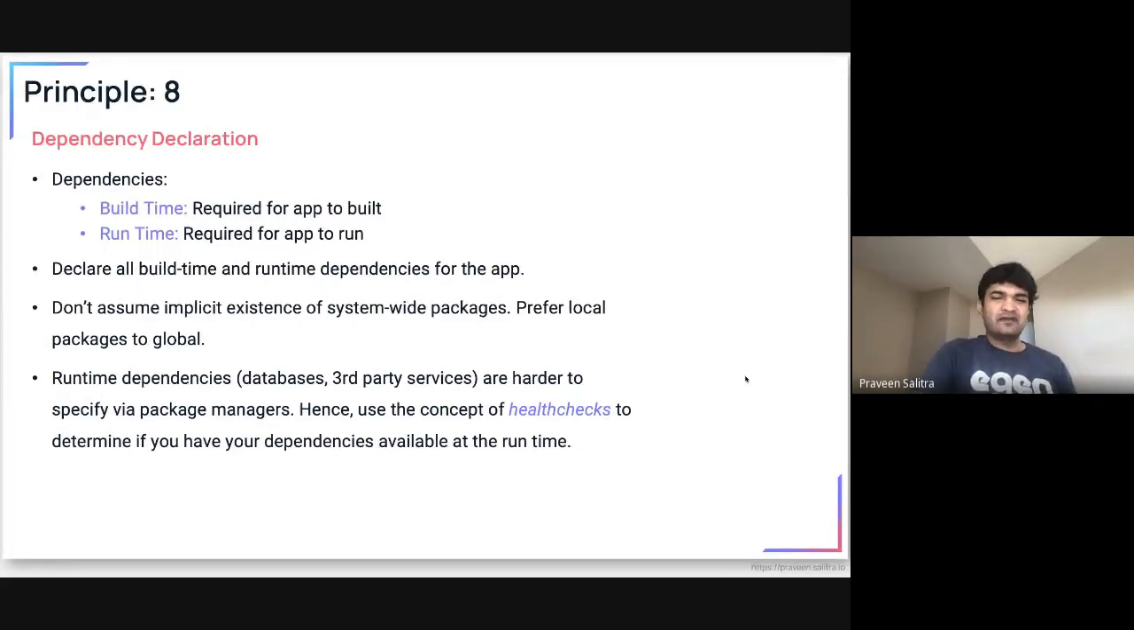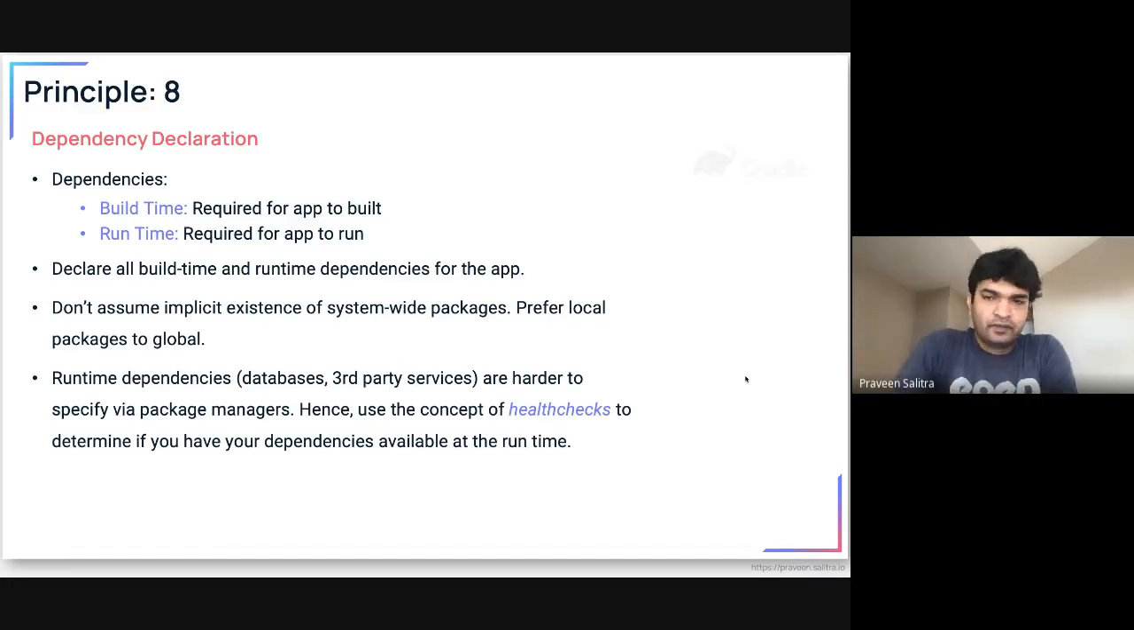So in order to handle that, you can have the concept of health checks for your apps. Google this particular concept. The whole idea is that before starting your app at runtime, you check if your third-party dependencies are satisfied, and only then bring up this app. Otherwise, don't even bring this app up or running. Someone will notice and fix those dependencies.